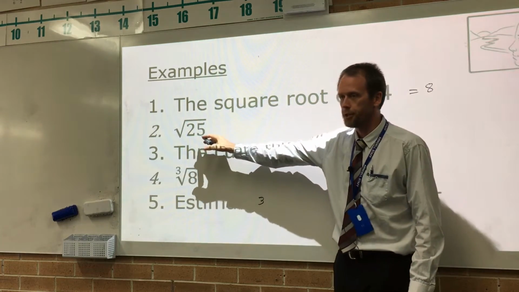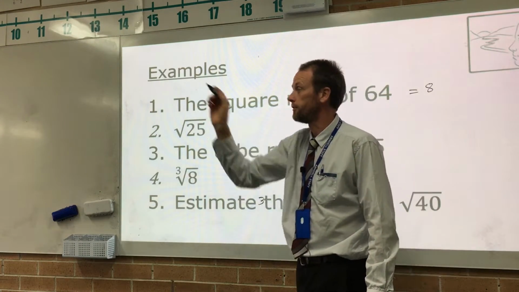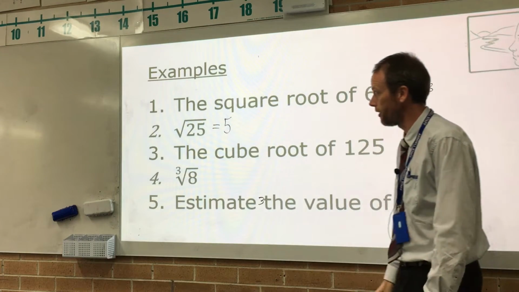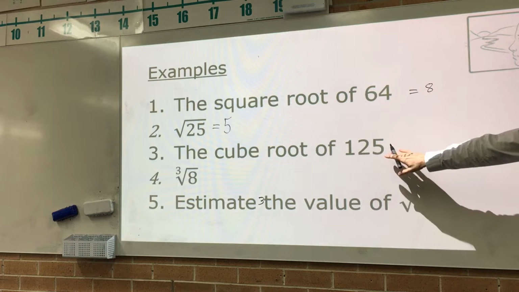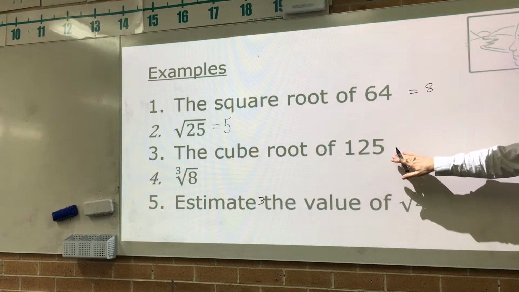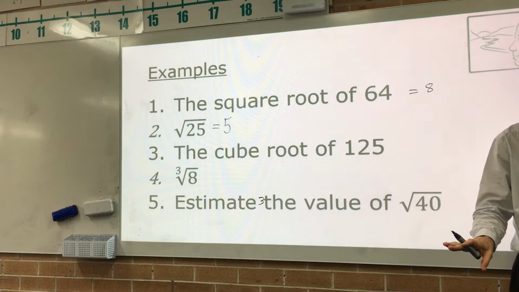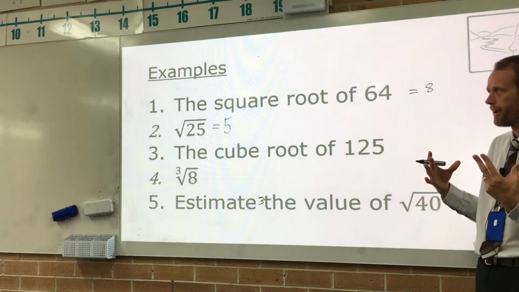Well, here it is with the symbol. What's the square root of 25? 5. Excellent. 5 times 5 equals 25. This one's a little bit trickier. The cube root of 125. Now, we may not know that. Okay, it's not something we normally do off the top of our heads.